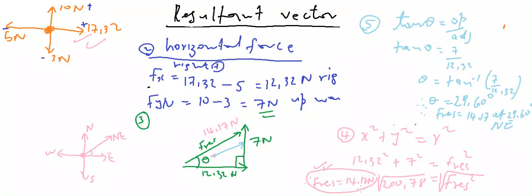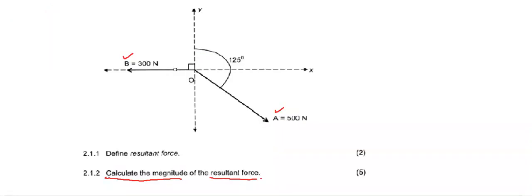Now let's go to that question. We answer it and then we finish our video for today. So in our question we have these forces, this one that is B, which is 300 to the left, and then we have this slanted one going downwards. Okay, then the first question says define the resultant force. A resultant vector, in other words, is a single vector that has the same effect as two or more vectors together. So that is the definition.